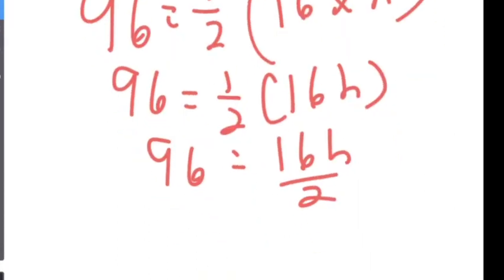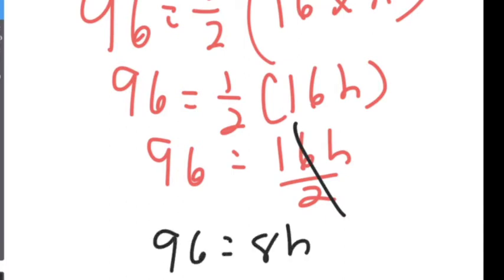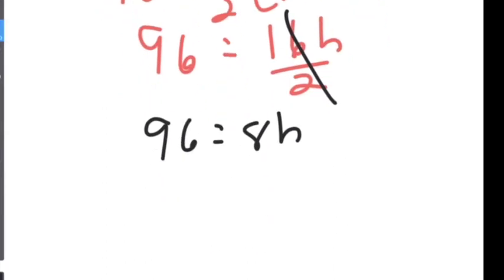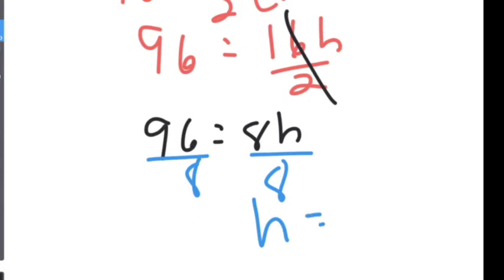Let me just move it up. Now I can simplify there, so it'll be 96 equals 8h. And then all we need to do now is divide by 8, and then h is going to equal, let me write that better, 96 divided by 8 is going to be 12, and that's going to be the height.